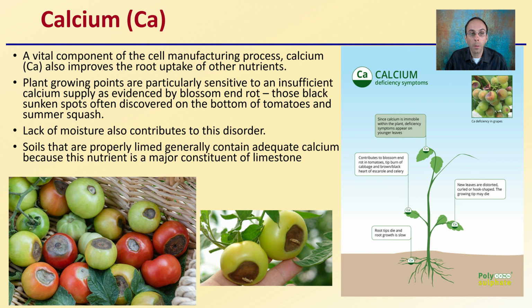Growing plants are particularly sensitive to an insufficient calcium supply, as evident by blossom end rot. Those black sunken spots, often discovered at the bottom of tomatoes and summer squash here, indicate that these plants were not getting adequate levels of calcium. Also, lack of moisture can contribute to this disorder, and soils that are properly limed generally contain adequate calcium levels because this nutrient is a major constituent of limestone.